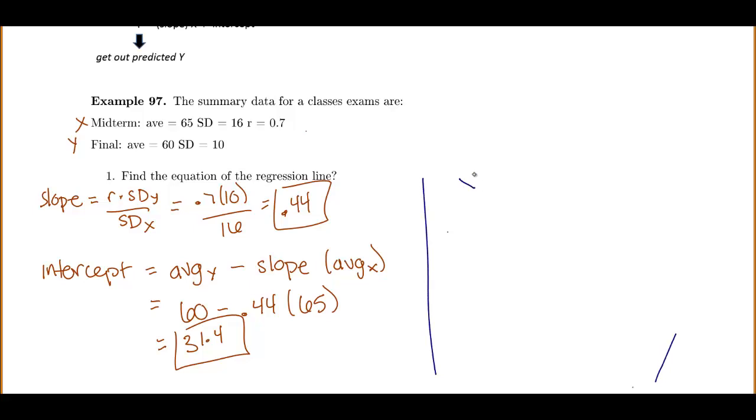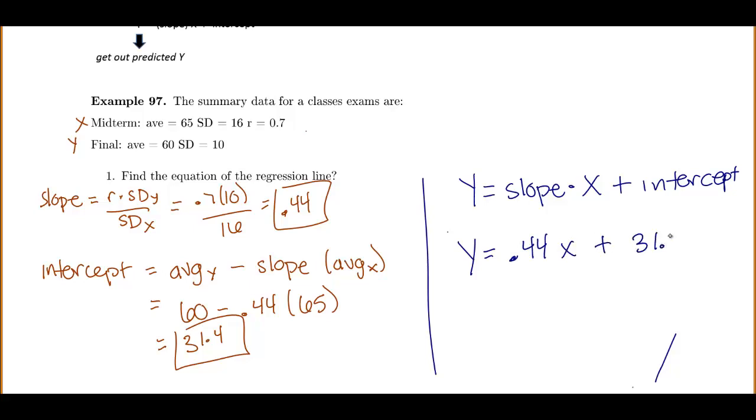So my line is going to be y equals my slope times x plus the intercept. So in our case, y equals our slope, 0.44, times x plus the intercept of 31.4. Technically, that is your final answer. You most certainly may leave your answer in this format. For myself, I prefer, if there is a context to the problem, to write the equation of the line in the context of the problem.